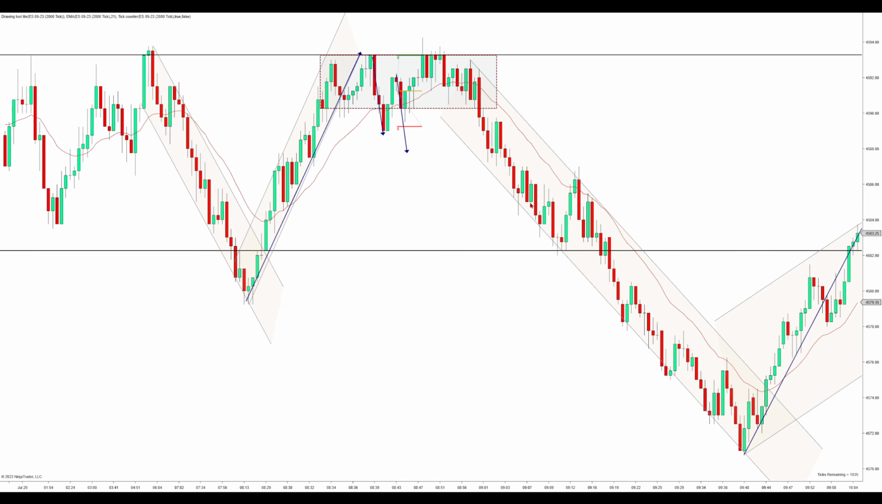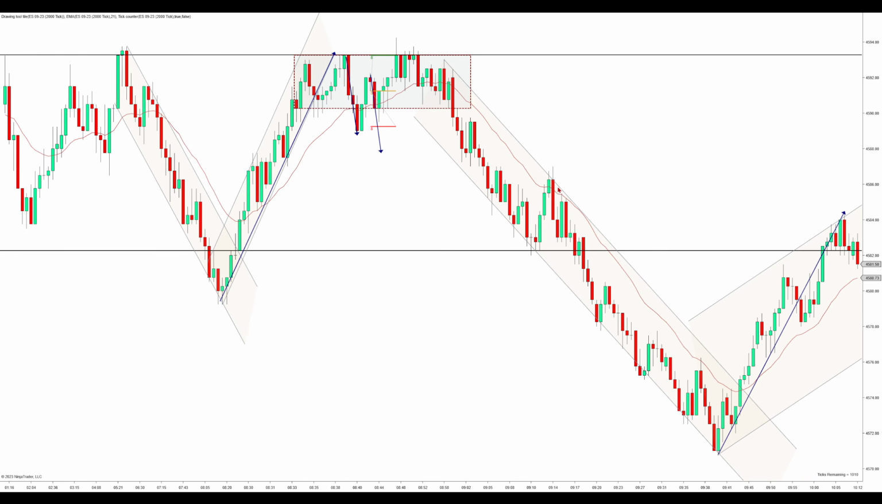And so we push down here. We get these shallow corrections not reaching the EMA. And then here we get this first entry short. That's just a first entry. You don't want to take that.